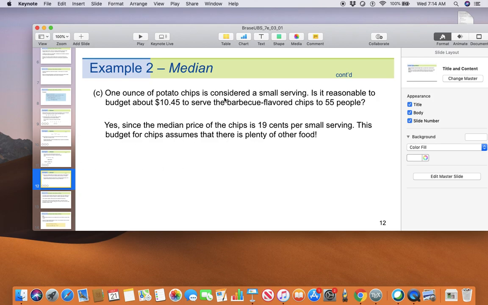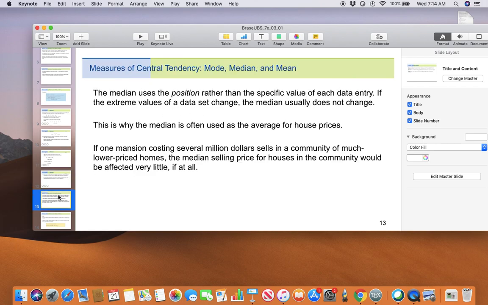One ounce of potato chips is considered a small serving. Is it reasonable to budget about $10.45 to serve the barbecue flavored chips to 55 people? Well, you have 19 cents per small serving. This budget for chips assumes that there are plenty of other foods. Okay, so that is your budget. 19 times 55, well, you're well within 1045.